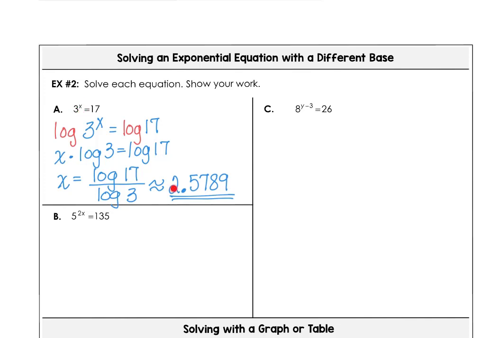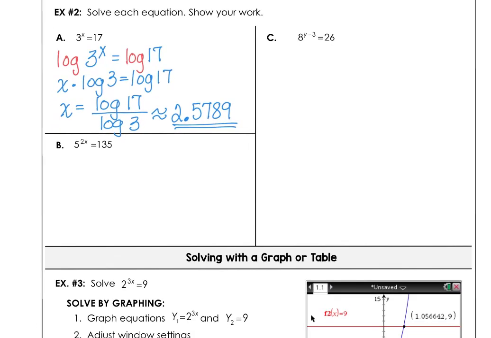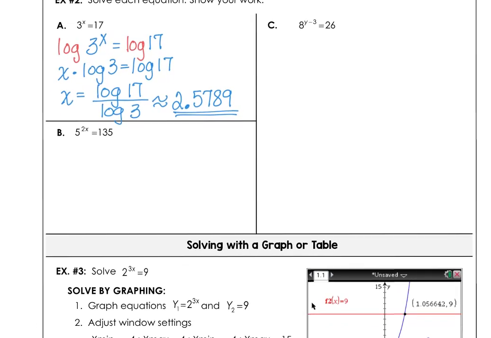So 3 to the 2.58 power is going to be very close to 17. In part B, we've got 5 to the 2x equals 135.